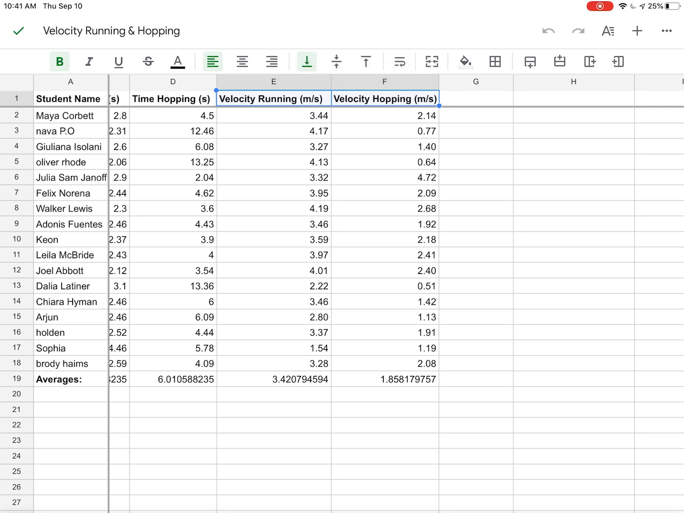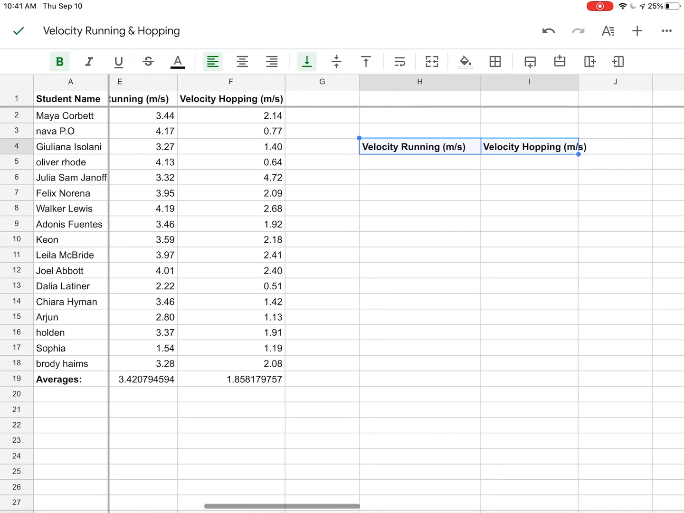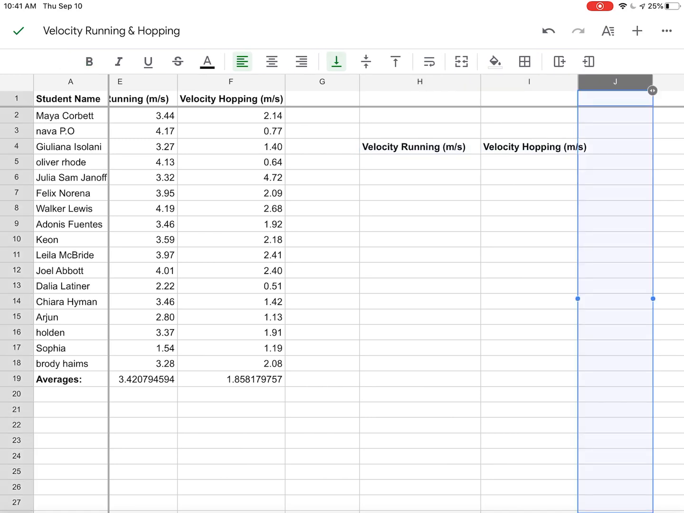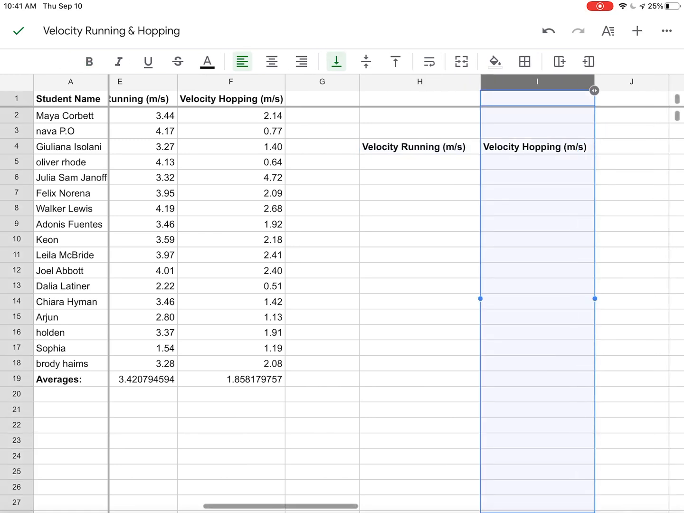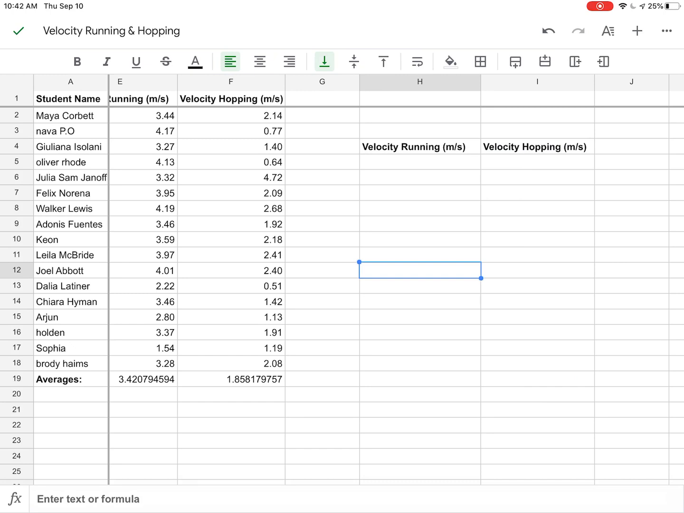And I'm just going to copy those headers and sort of set them off to the side here. These are the two things that I want to be bars on my graph. And I'm going to have them down along with the labels that are going to go on those two bars. So the next thing I want to think about is what piece of information do I want graphed? So here, I'm going to build a graph with two bars. One bar is going to show the velocity of these kids running. The other bar is going to show the velocity of these kids hopping.